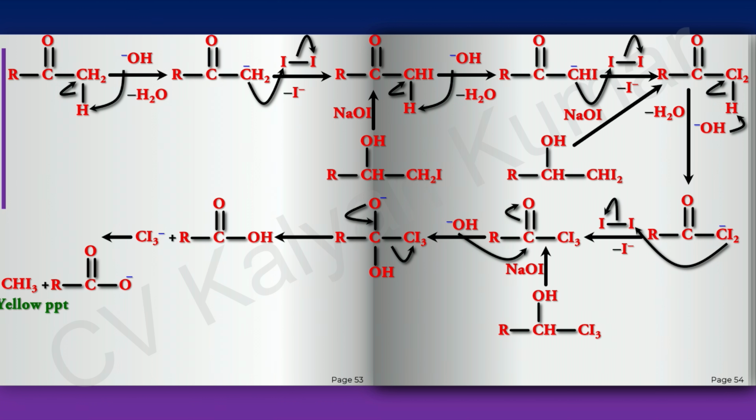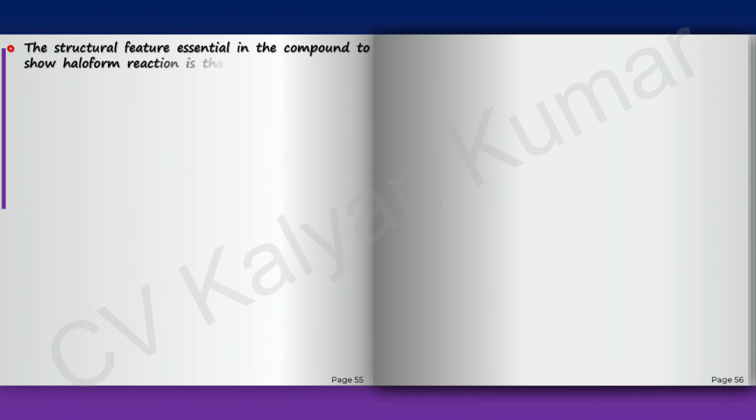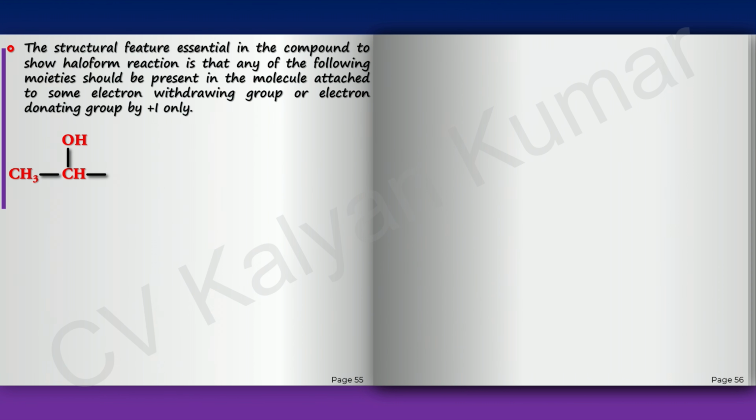Now, what are the compounds which can give this test? Well, the structural feature essential in the compound to show haloform is that any of the following moieties, moieties means parts, should be present in the molecule attached to some electron withdrawing group or electron donating group by only a plus ion. Meaning, if I have this, I need this part.